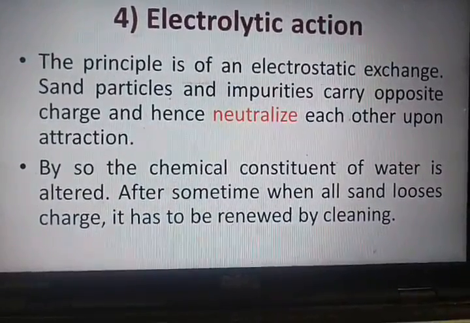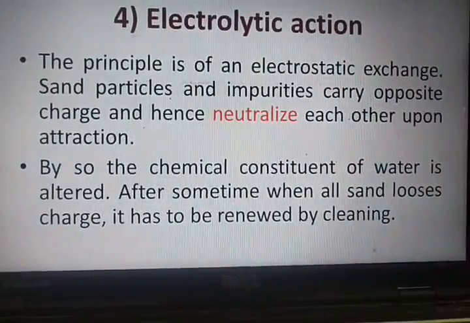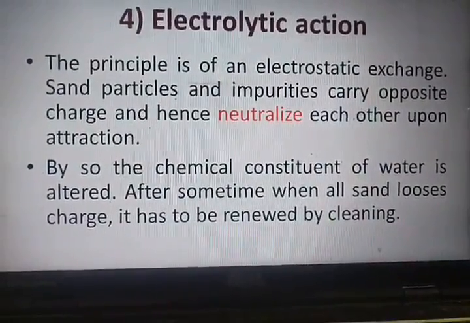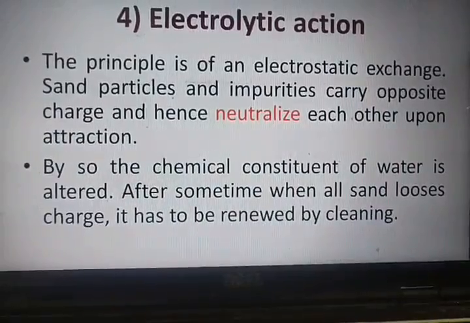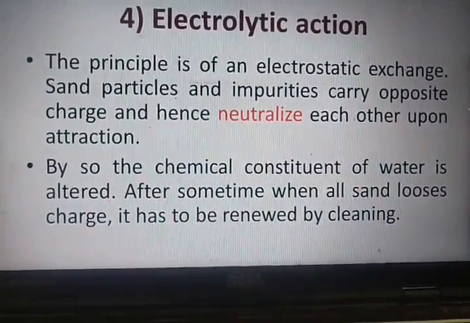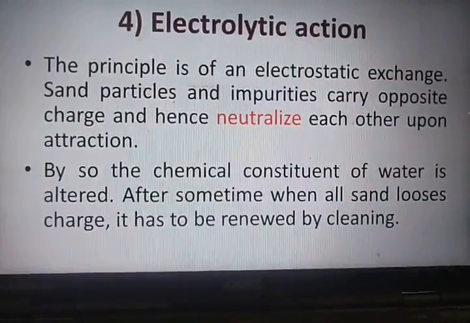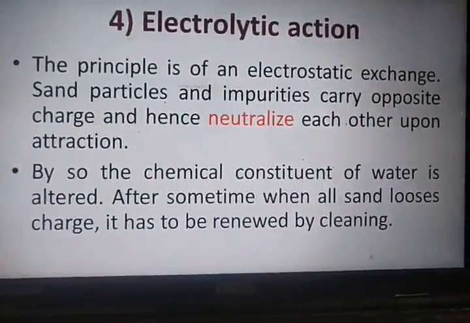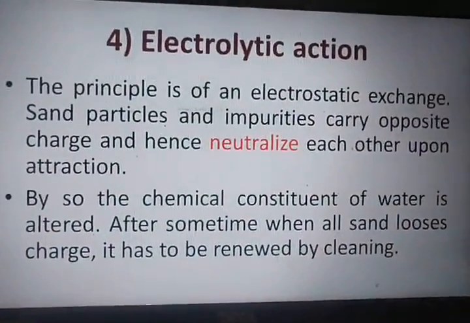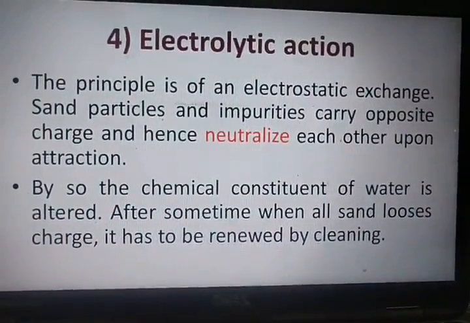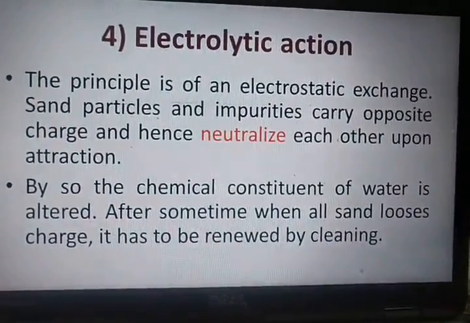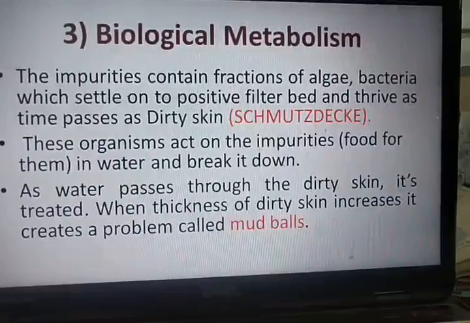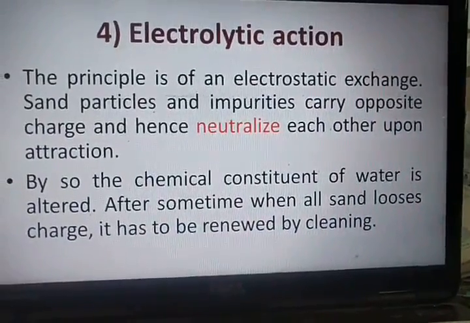And when the sand loses all the charges, it has to be renewed by cleaning. That is, after some cycles of operation, when the sand loses all its charge upon continuous usage, then we have to replace the sand by cleaning. So these are the four different mechanisms of filtration. If we quickly recall, the first one is mechanical straining, then sedimentation, then biological metabolism and electrolytic action.